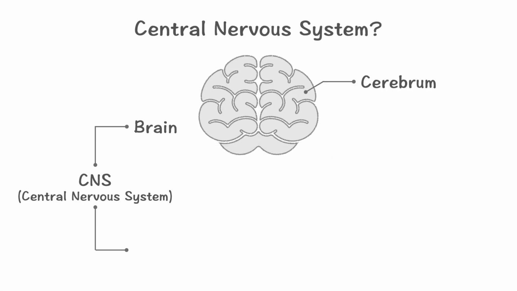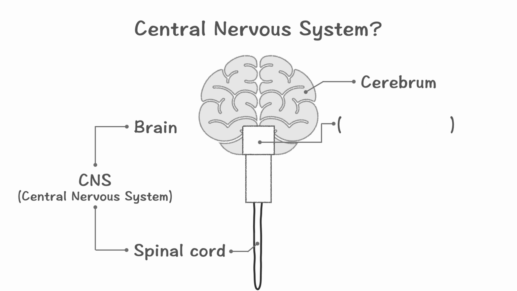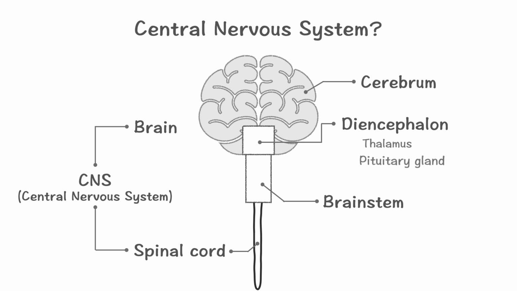Remember this. Draw two rectangles under the brain and connect them to the spinal cord. What's this? Diencephalon. Correct. And what's this? The brainstem. That's right. What's inside the diencephalon? Thalamus, pituitary gland, and pineal gland. Exactly. And what makes up the brainstem? Midbrain, pons, medulla, and cerebellum. Perfect. Now let's refine this image further.